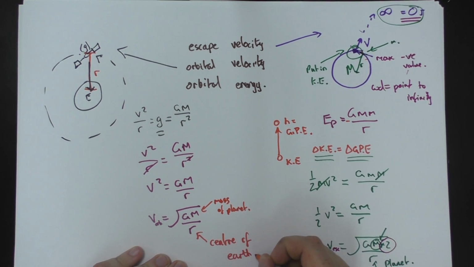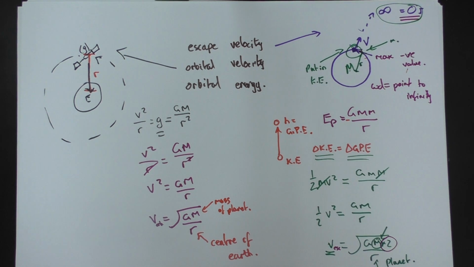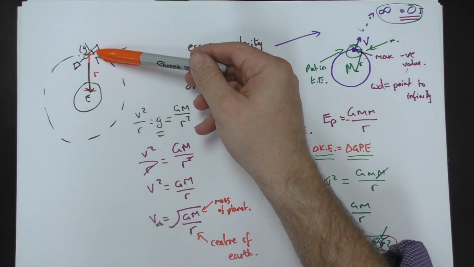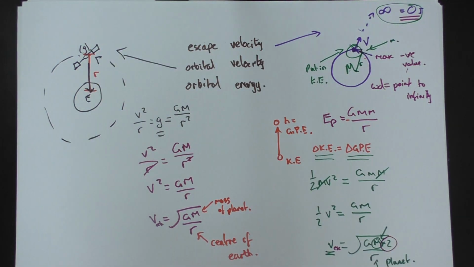Please bear in mind, this is the radius from the center of Earth. This is a very important point. It's often forgotten, or it's often posed as a little trick on the exam questions. You just have to be aware that r is the distance from the center of the Earth to where the satellite is orbiting in that case.